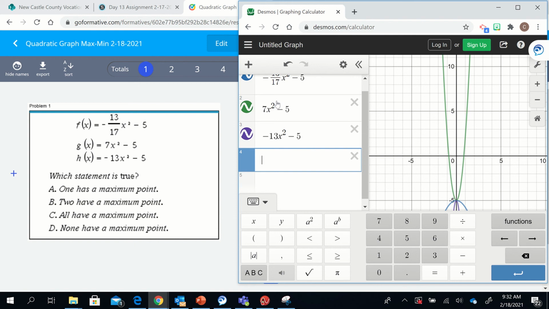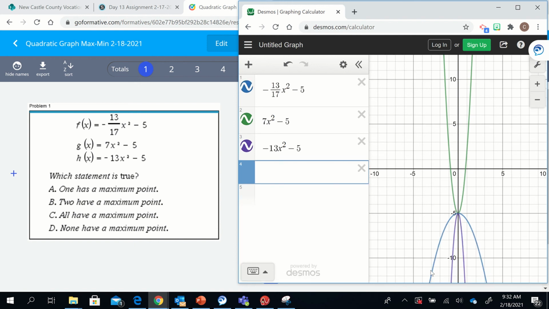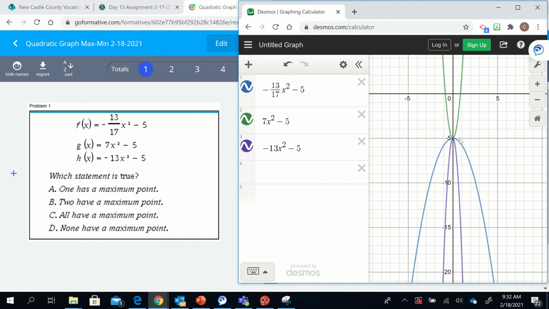So when I look at the graphs, I'm just going to hit home so you can see it. Two go up and have maximums, so the blue and the purple go up and have maximums. So I have two maximums, and one comes down and goes back up, and has one minimum. They all meet at the same point. That is true, but I have two maximums, so B still works, and one minimum. They didn't ask about a minimum. So that's your answer.